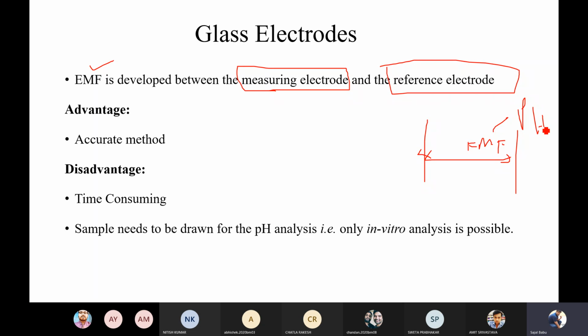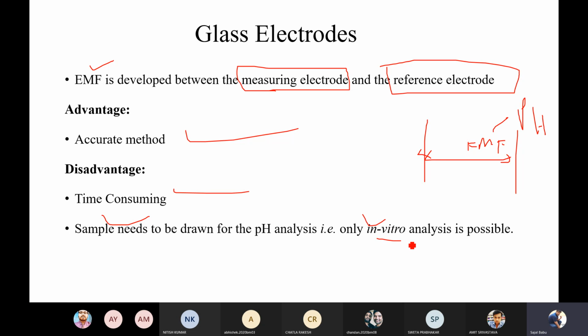Here the important thing is you just need to know the construction. So what is the advantage? This method is very accurate, but the disadvantage is that it is time consuming. Why is the glass electrode time consuming? Because first we need to collect the blood, and then we have to put the blood in a pH analyzer, so it will take some time.